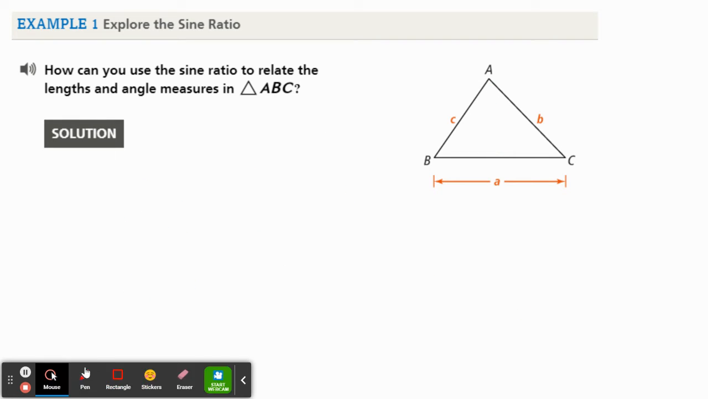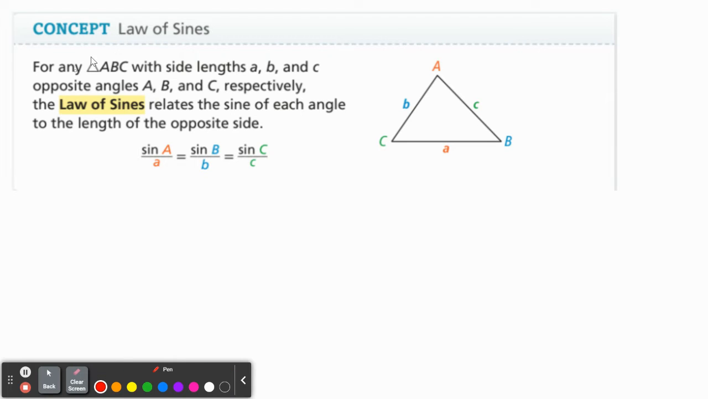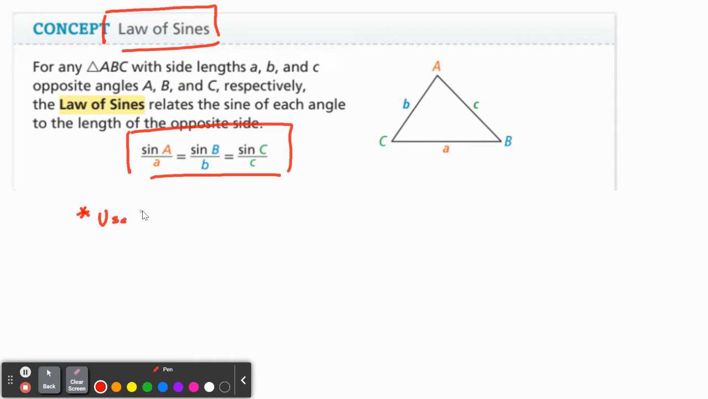So your formal introduction here. This is called the law of sines. For a triangle with side lengths a, b, c, and opposite angles uppercase A, B, and C, the law of sines looks like this: sine of A over a equals sine of B over b equals sine of C over c. Again, you only use two ratios at a time.